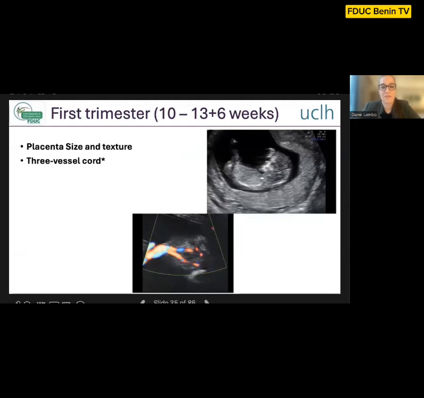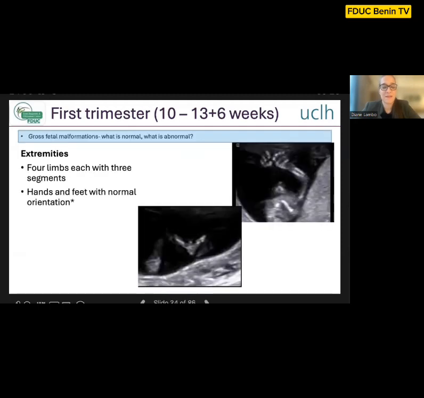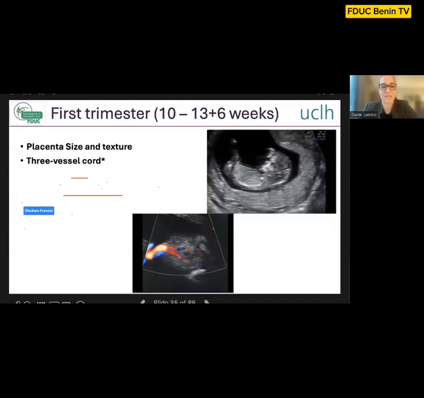And then moving on to the limbs. So essentially what you want to be able to identify is that you've got 4 limbs, you've got 3 segments, and your hands and feet are in normal orientation. And again, sometimes being able to determine the orientation of the feet in particular can be difficult in the first trimester. Typically, this is more easily done in the second trimester.